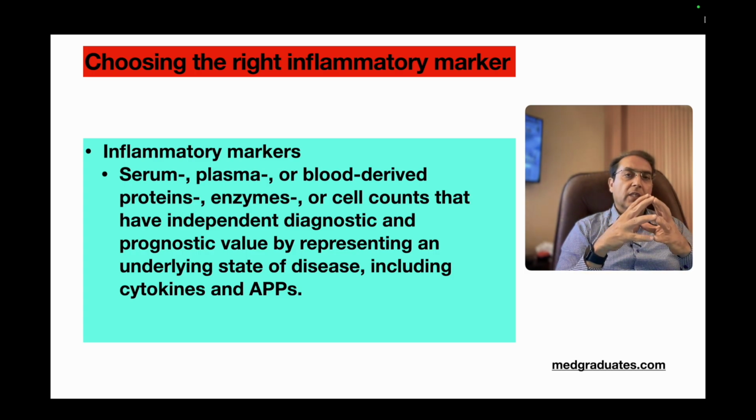The inflammatory markers can be serum or plasma or blood-derived proteins, enzymes, or cell counts that have independent diagnostic and prognostic value. Representing an underlying disease state, they can be cytokines and acute phase proteins as well. So of these different types of inflammatory markers, one has to choose according to the clinical scenario.